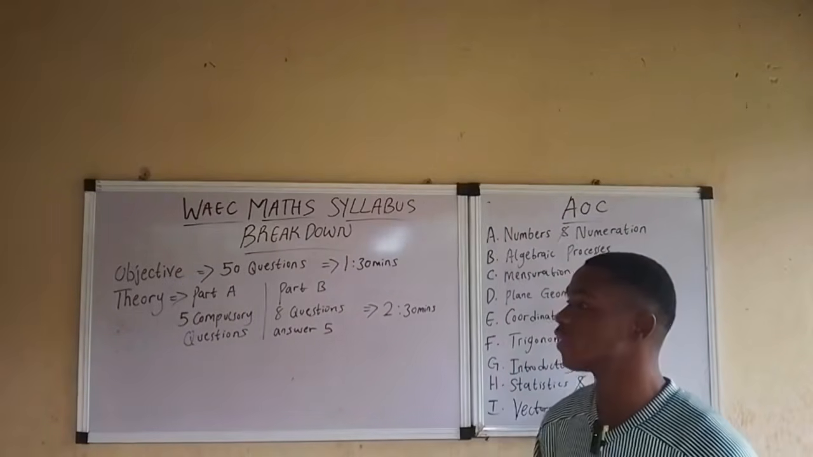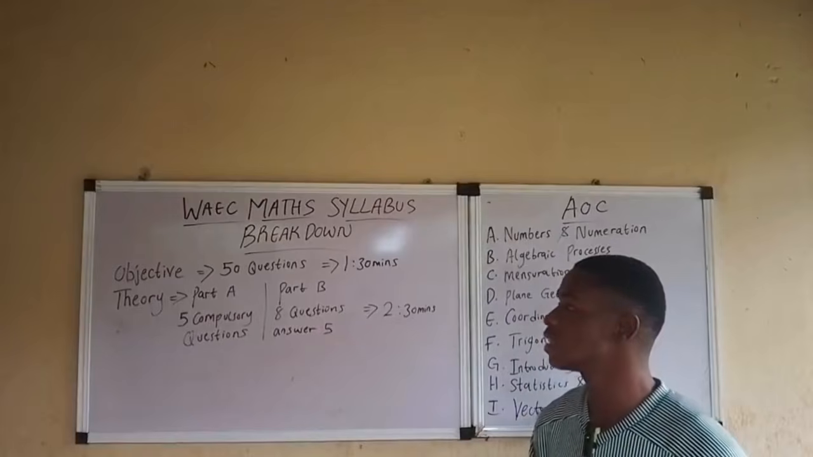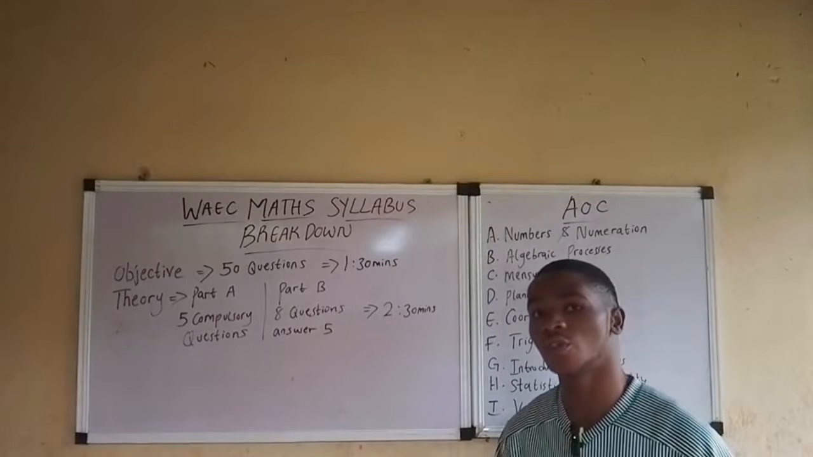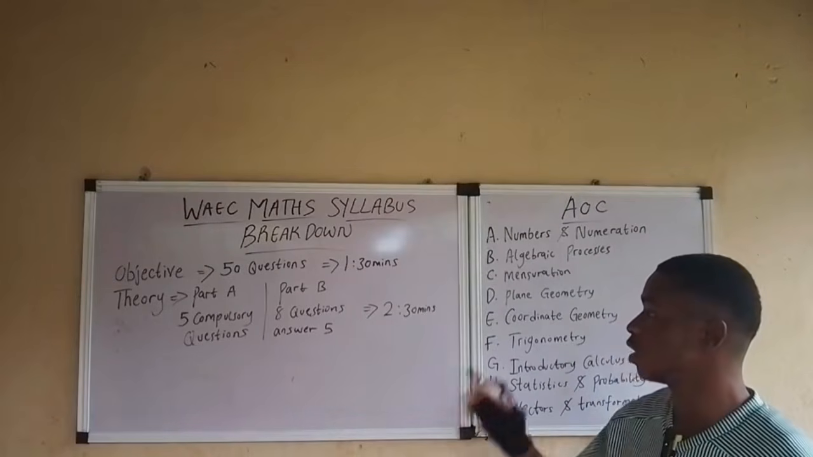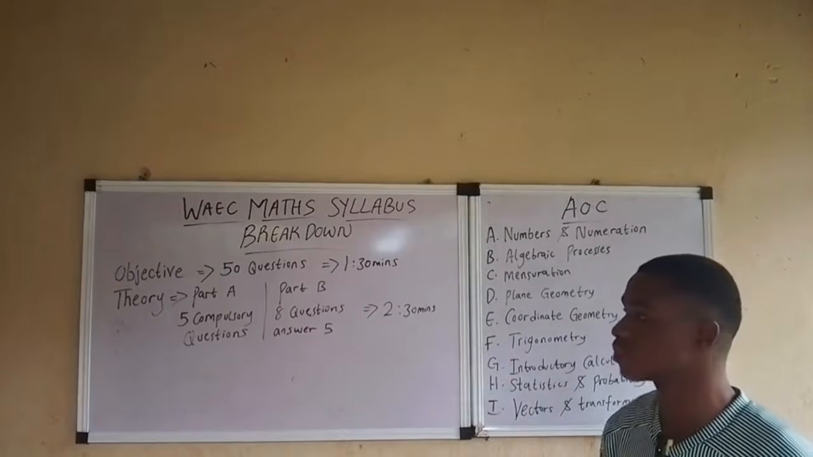The first part, you have 5 compulsory questions, and in the second part, you have 8 questions, out of which you need to answer 5. All right, and the duration of that theory section is 2 hours, 30 minutes.